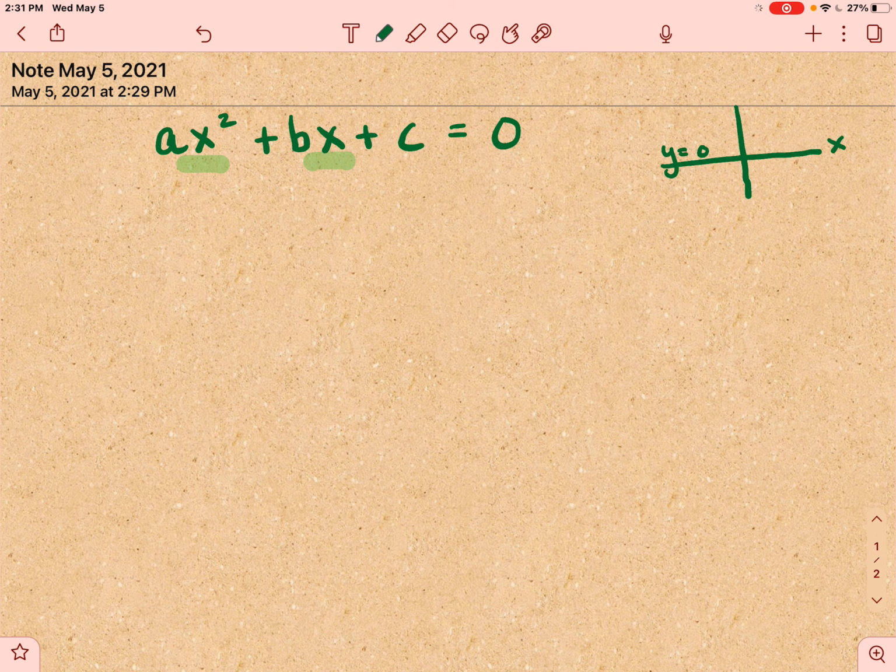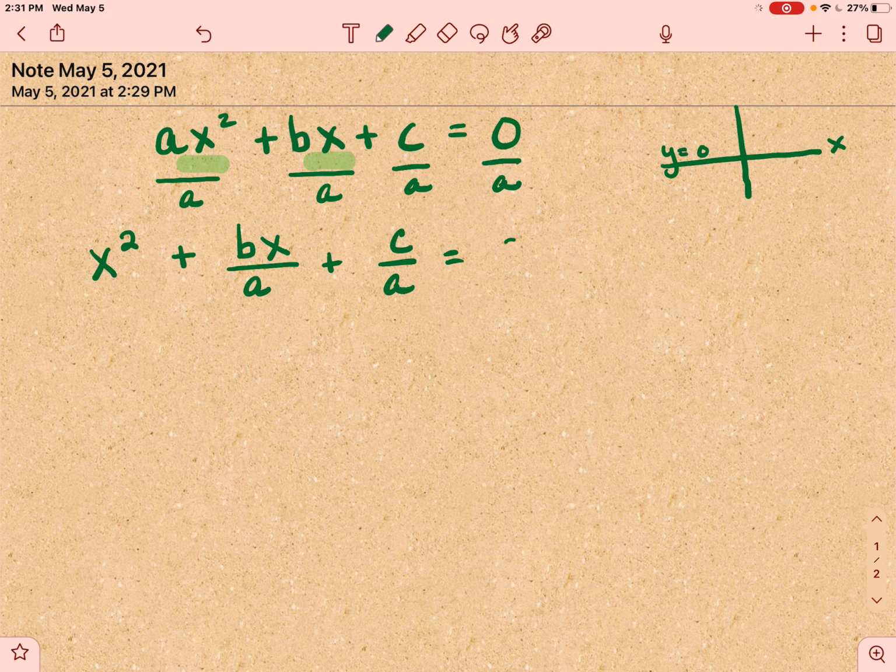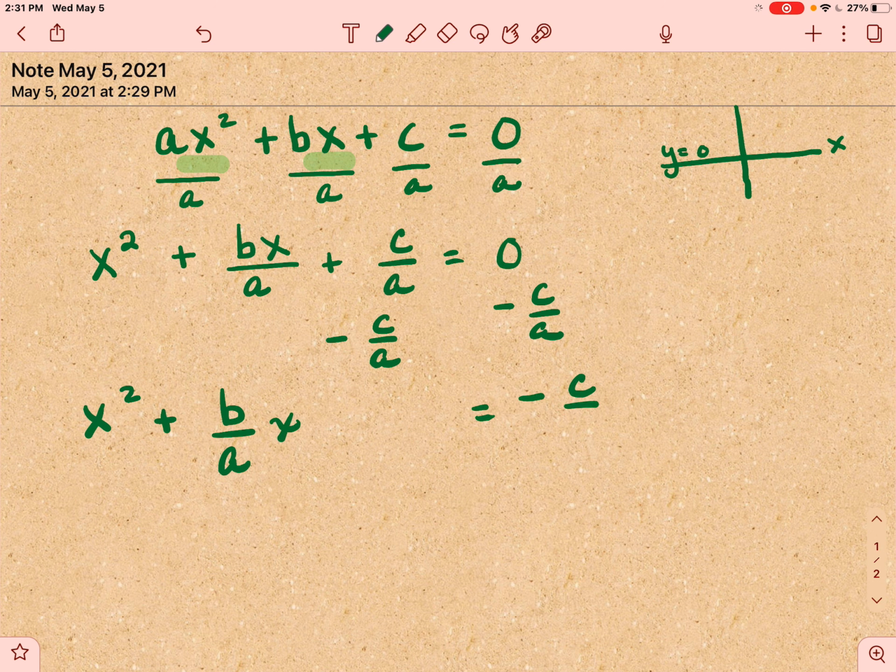If we were going to complete the square, we would need to divide every piece of this by a, and we would get x squared plus bx over a plus c over a equals 0. Now what we want to do is subtract c over a, so that we have x squared plus b over a x equals negative c over a.